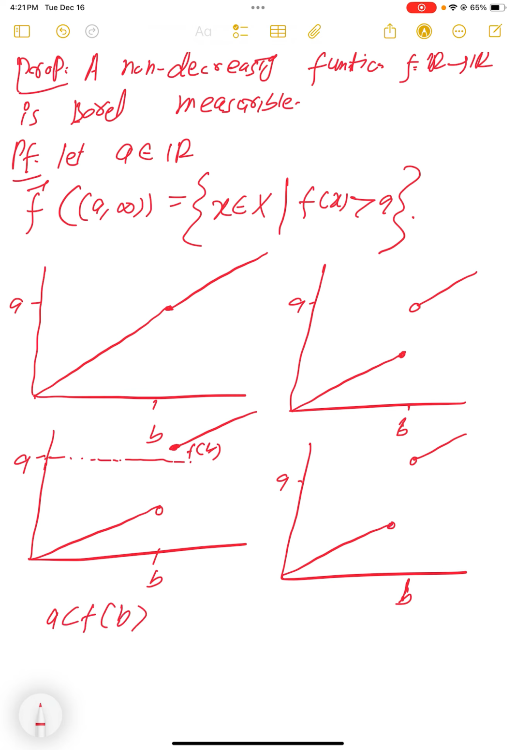These are the situations we are assuming: if the function is non-decreasing, it will be continuous, or it is going to have jump discontinuities. And over here it has both holes. So suppose this is my f of b value, and now this a value is going to be greater than f of b. That is what we can imagine.